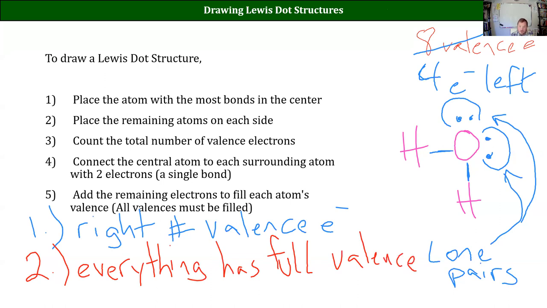Right? The definition of a good Lewis dot structure is that it meets these two criteria in this order. There are actually some compounds where not everything can have a full valence, because there's literally not enough electrons around.